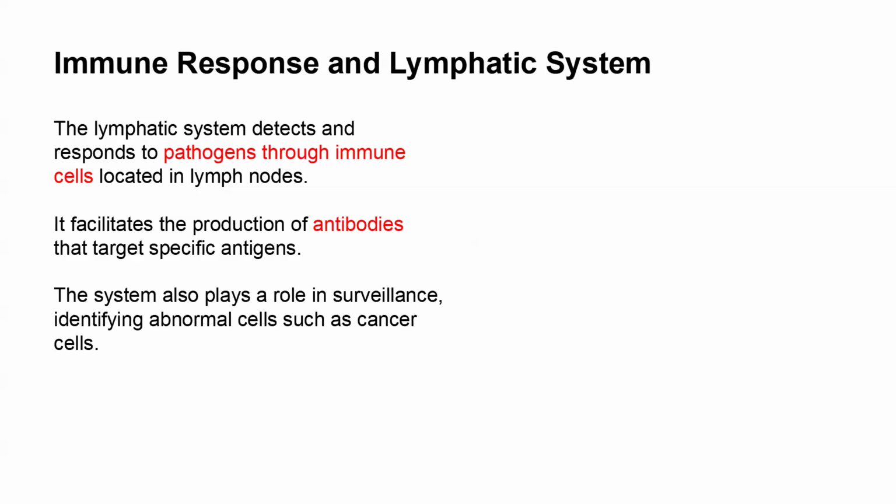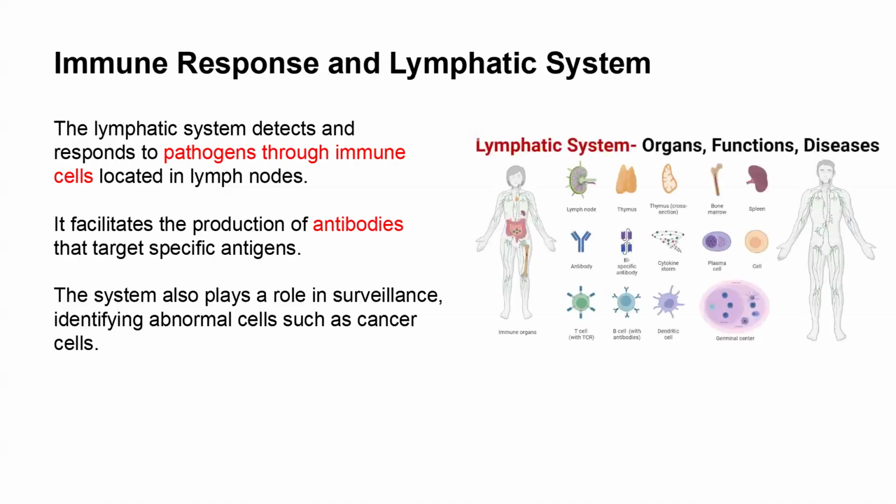The system also plays a role in surveillance, identifying abnormal cells such as cancer cells. So you see, apart from the immune function, it also has a surveillance function where the lymphatic system will identify abnormal cells such as cancer in order to effectively remove them from the body. So this is the lymphatic system as well as the different organs, functions, and the diseases.